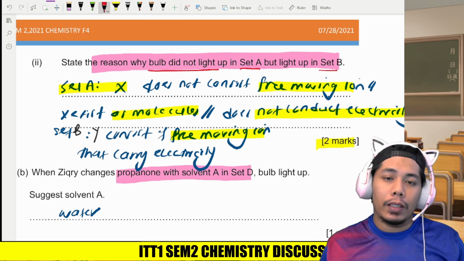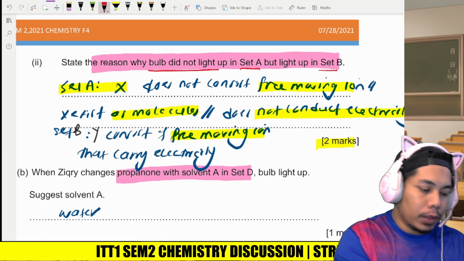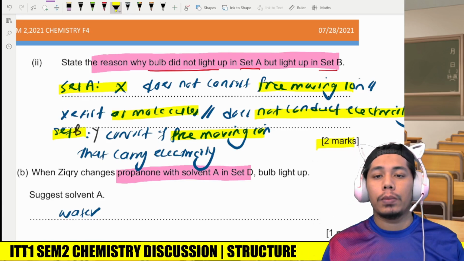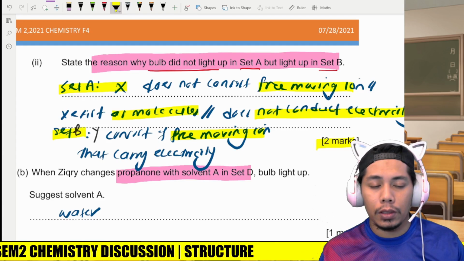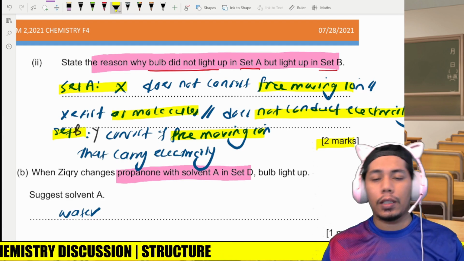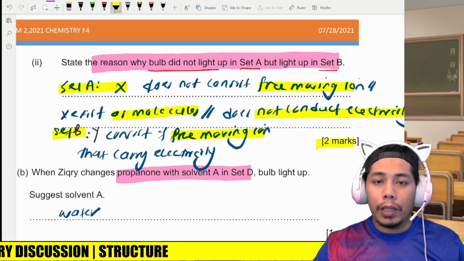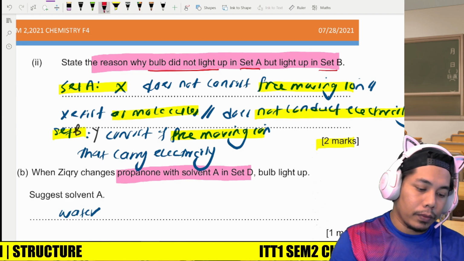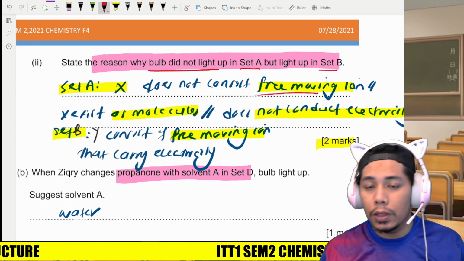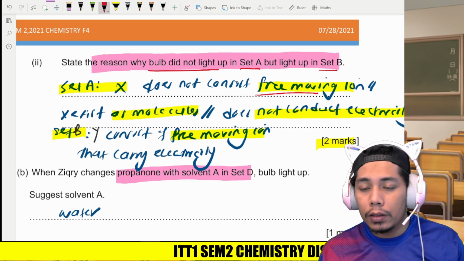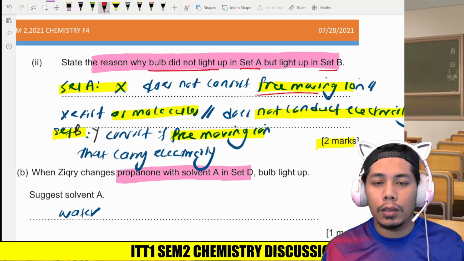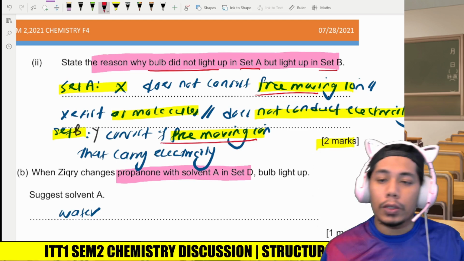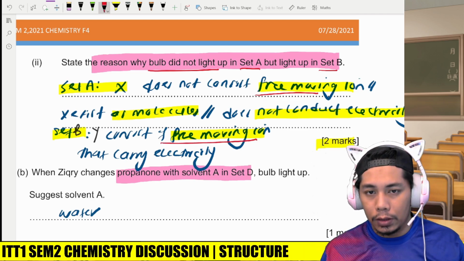So you must do it one by one as I did: first set A, second set B. So explain for A why it cannot carry electricity, why the bulb does not light up: because compound X does not consist of free moving ions. That is the answer. It must relate to free moving ions. Why can set B carry electricity? Why does the bulb light up in set B? Because Y consists of free moving ions. You get 2 marks there.